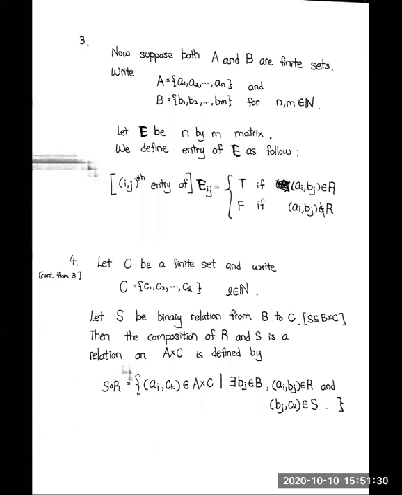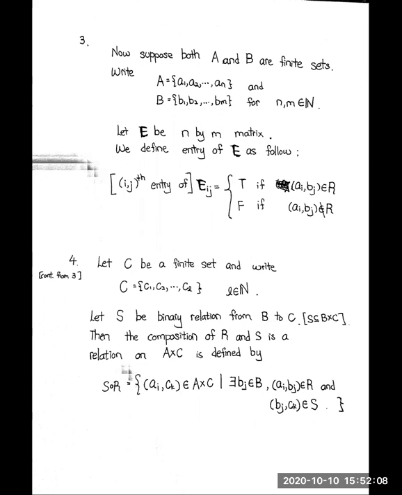In other words, if (Ai, Bj) is not an element in R, then the entry Eij is equal to false. Now, we define another set, C, also a finite set, a collection of elements C1 all the way until CL. Now, we consider another binary relation S from B to C.